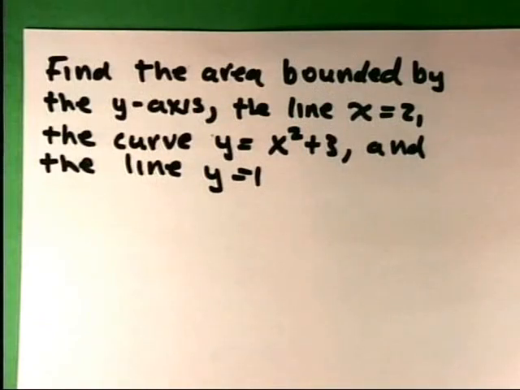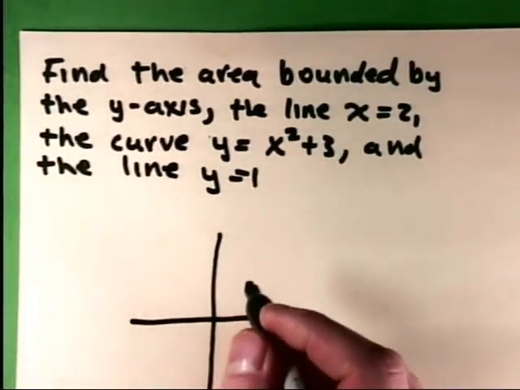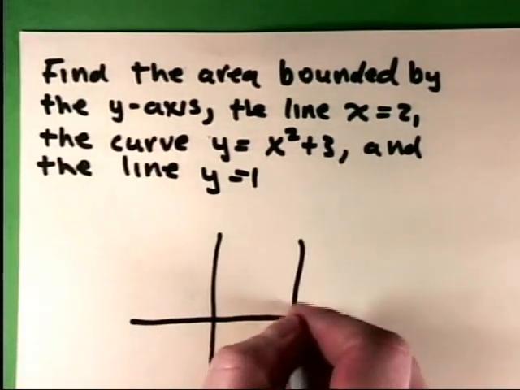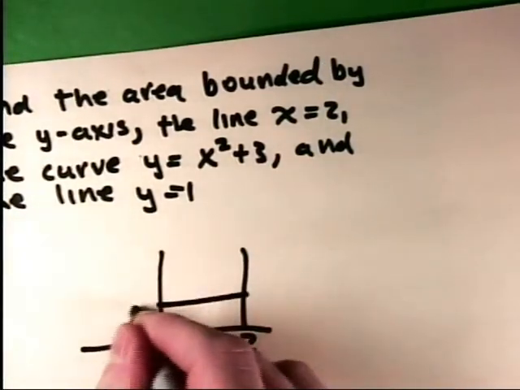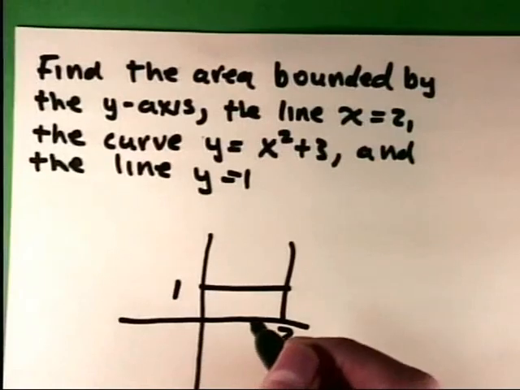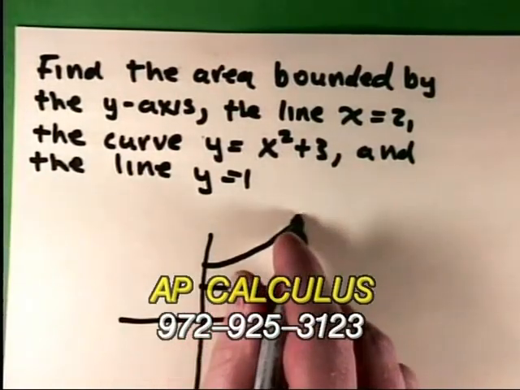Find the area bounded by the y-axis, the line x equals 2, the curve y equals x squared plus 3, and the line y equals 1. So what do we want to do? Okay, first let's start graphing. Draw a line at x equals 2, and y equals 1, and then a parabola, x squared, up 3. Okay, so it's going to look like this.